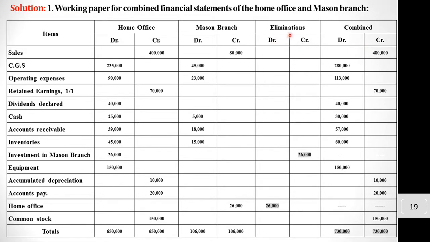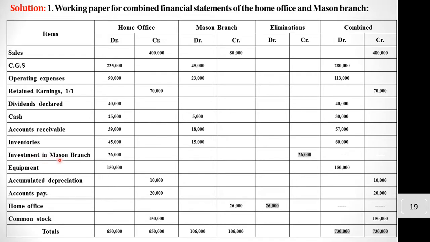Let's start with the elimination. What are we going to eliminate? We're going to eliminate all the intercompany transactions between the home office and Mason. How can we find this type of transaction? You're going to find it called investment in Mason.